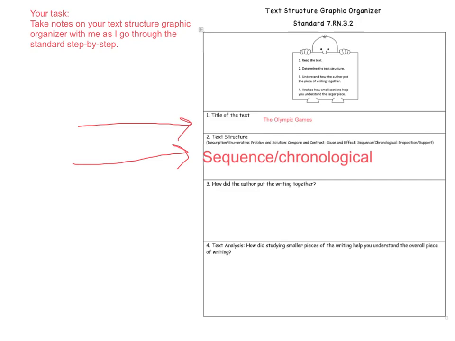The next part of our standard requires us to understand how the author put the piece of writing together. So I'm going to fill that information in right here. I'm going to say how the author put the writing together. This is what I'm going to type. The author told the reader the history of the Olympic Games and the order in which it happened. Go ahead and add that to your graphic organizer.